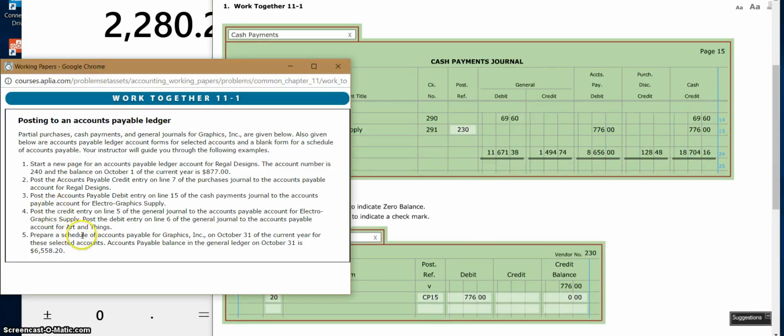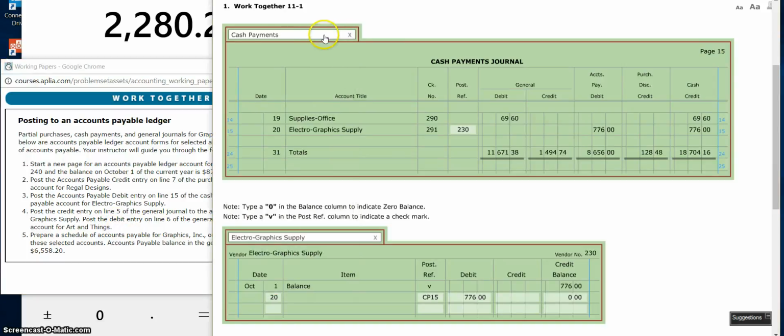Okay, number 4, we're going to post the credit entry on line 5 of the general journal to the accounts payable account for Electrographic Supply. And we will post the debit entry on line 6 of the general journal to the accounts payable account for Art Things. So we're going to the general journal and looking for line 5.